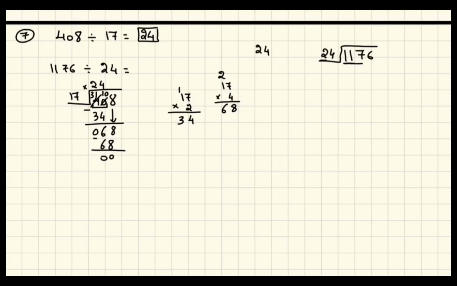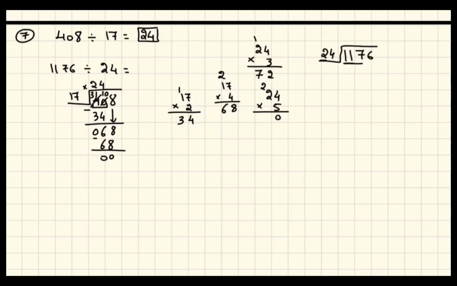24 times how much will give me almost this number? So I'll try times 3. 3 times 4 is 12. 3 times 2 is 6, plus 1, 7. I'm still far from 117. So let's try maybe times 5. 5 times 4 is 20, so 0 and 2.